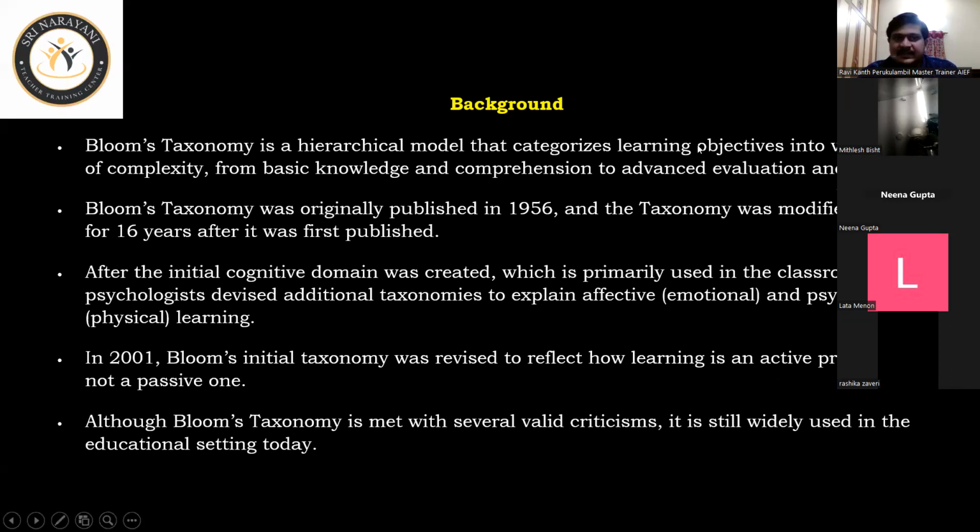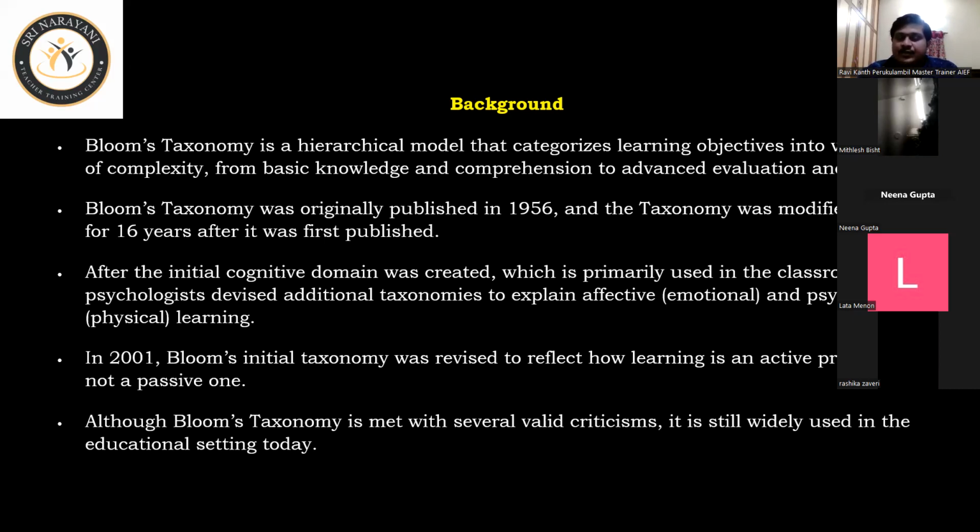So let us explore what Bloom's taxonomy is first. It's a hierarchical model that categorizes learning objectives into varying levels of complexity, from basic knowledge and comprehension to advanced evaluation and creation. So it is a step by step process wherein we get to know whether the child is able to understand and then apply the knowledge and interpret and then finally create, as per the knowledge he or she has gained. So this is a step process. It's not a straight short process.